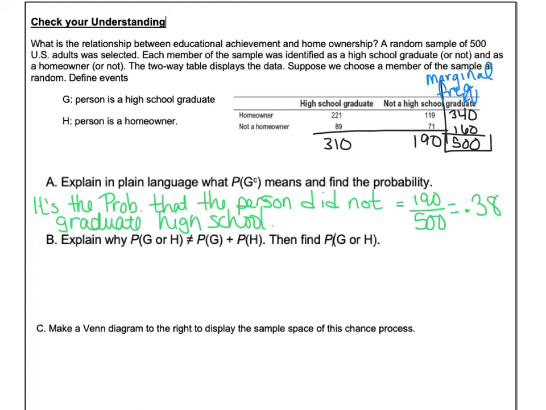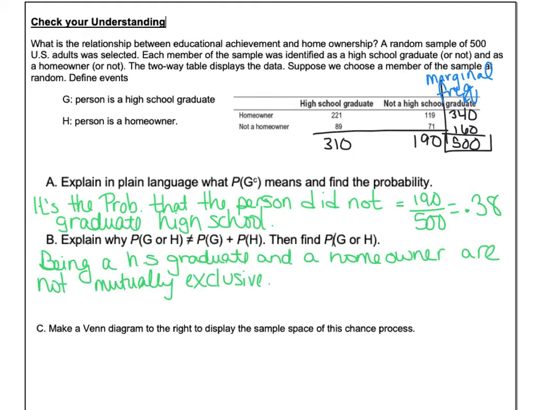Next, explain why the probability of G or H is not equal to the probability of G plus the probability of H. So what are they saying is, why can't I just add them together? Well, because there's probably an overlap. Well, what does that mean in the context? Well, being a high school graduate and a homeowner are not mutually exclusive. There are definitely people who are both high school graduates and homeowners. So how do we do this? Well, we're going to use our general addition rule.